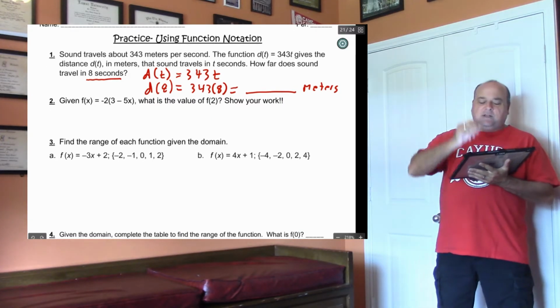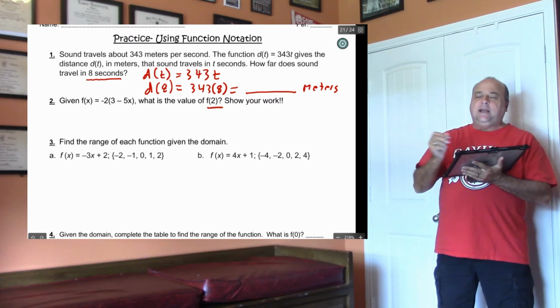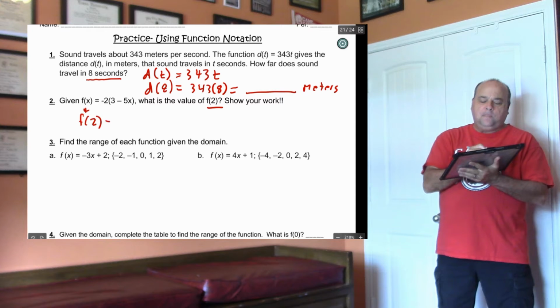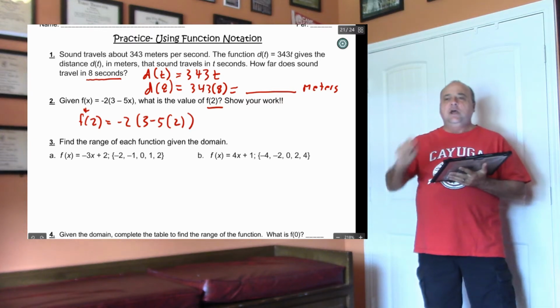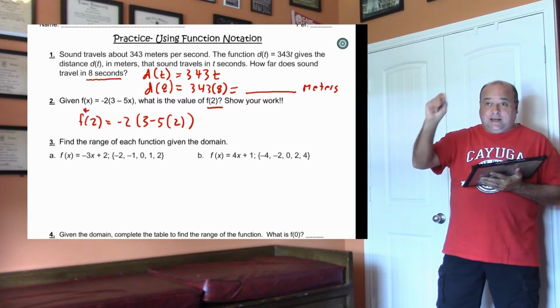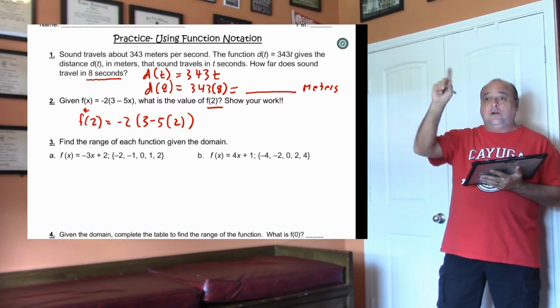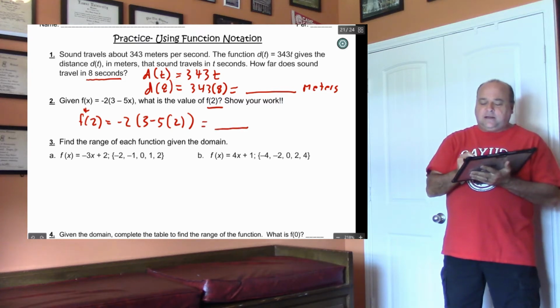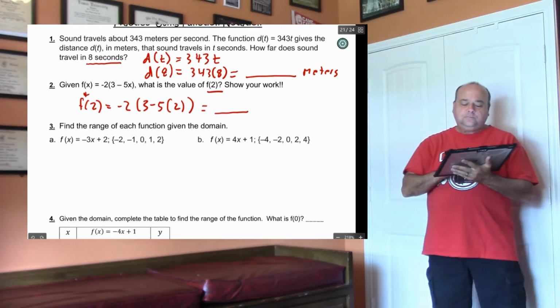Okay, really quickly, I'll set the next one up for you. So we want to get f of 2, don't we? So we're going to replace: f of 2 equals negative 2 parentheses 3 minus 5. Put your x in a parentheses. You're going to type this as is into your calculator, including the parentheses. If you don't put the parentheses in there, it's going to be incorrect. That will be your answer.